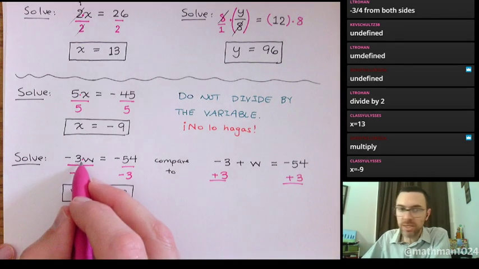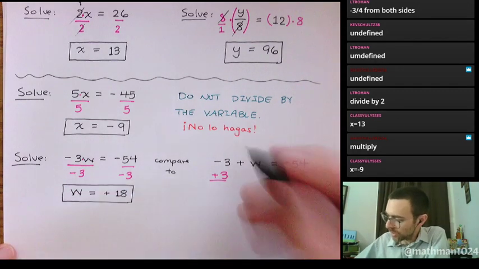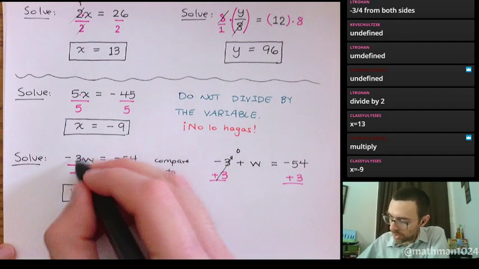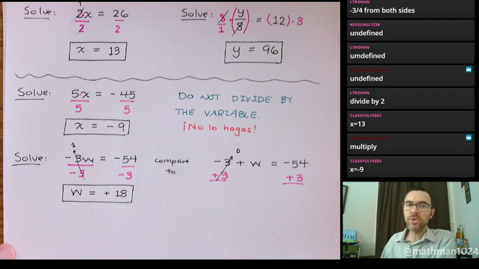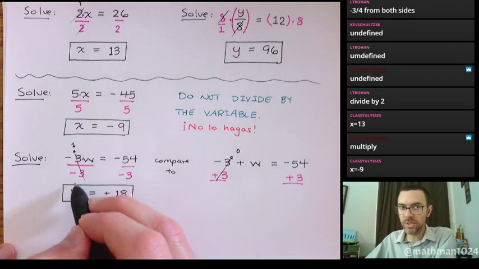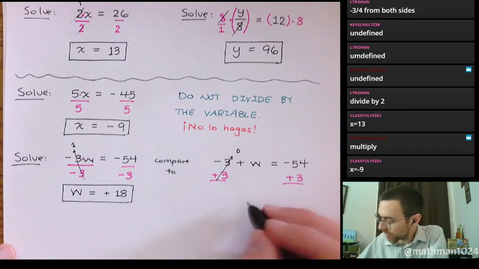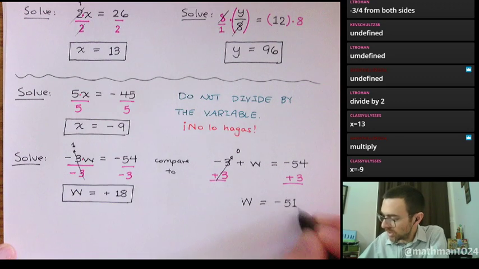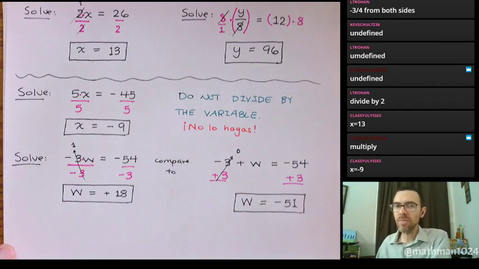Over here, this was connected through multiplication, which is why I divided by that coefficient. So these reduce to give us 0. Over here, these reduce to give us 1 because it's division. So make sure you understand the difference between doing the division with the coefficient to get a 1 and adding with the additive inverse to get 0. So w is equal to negative 51. I hope that makes sense. I hope you guys can see the difference between those two problems.